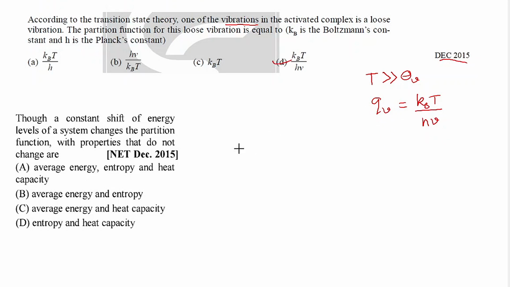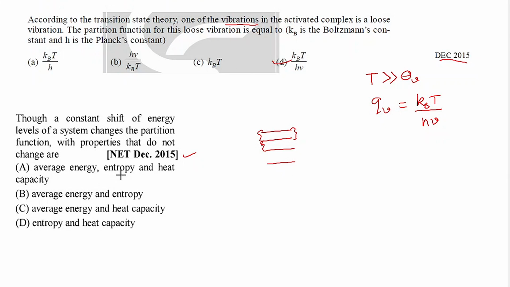This question was asked in NET 2015. It says that through a constant shift of energy levels, the system changes the partition function, and we are asked which property does not change. When there is a constant shift in the energy, the energy difference remains the same, but the values of the energy states change. Which property will remain constant? The options are average energy, entropy, and heat capacity.